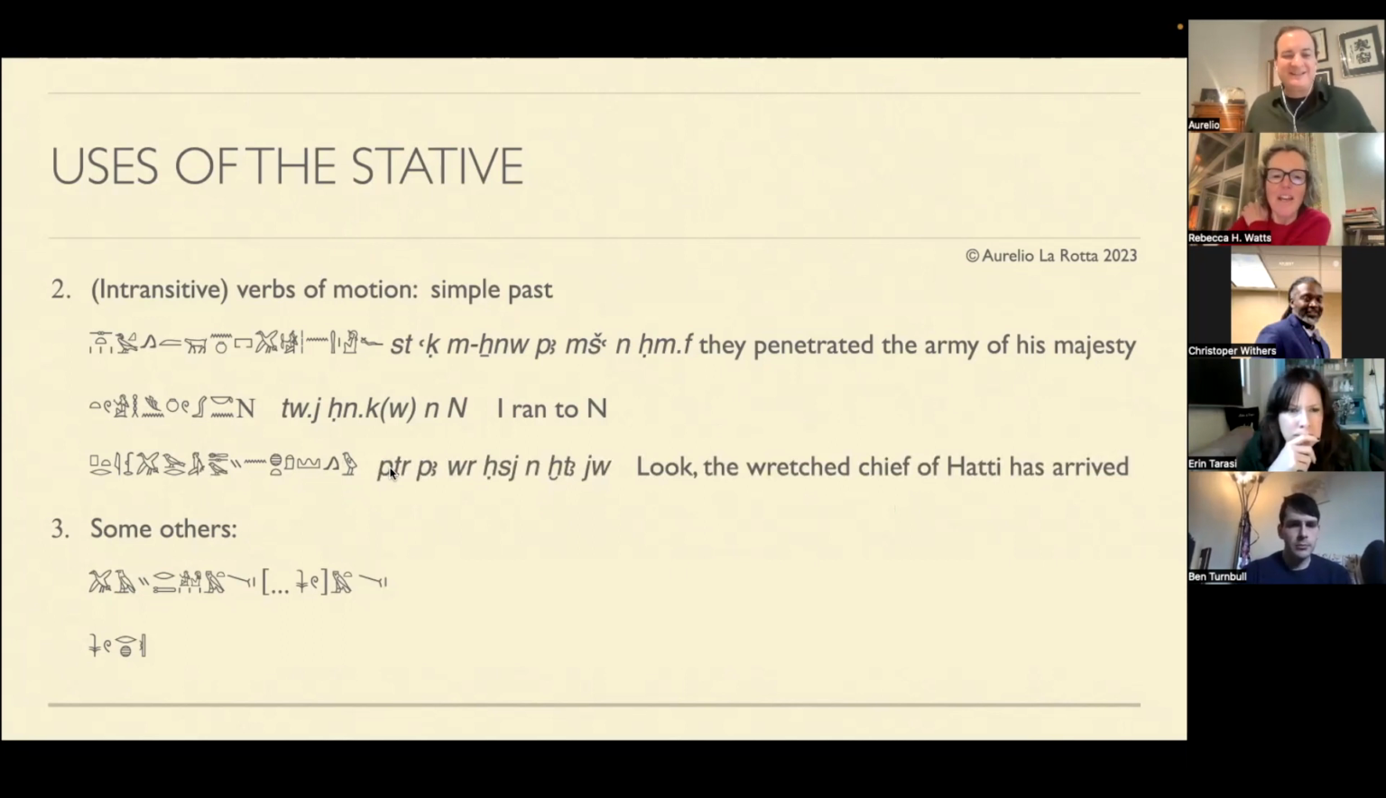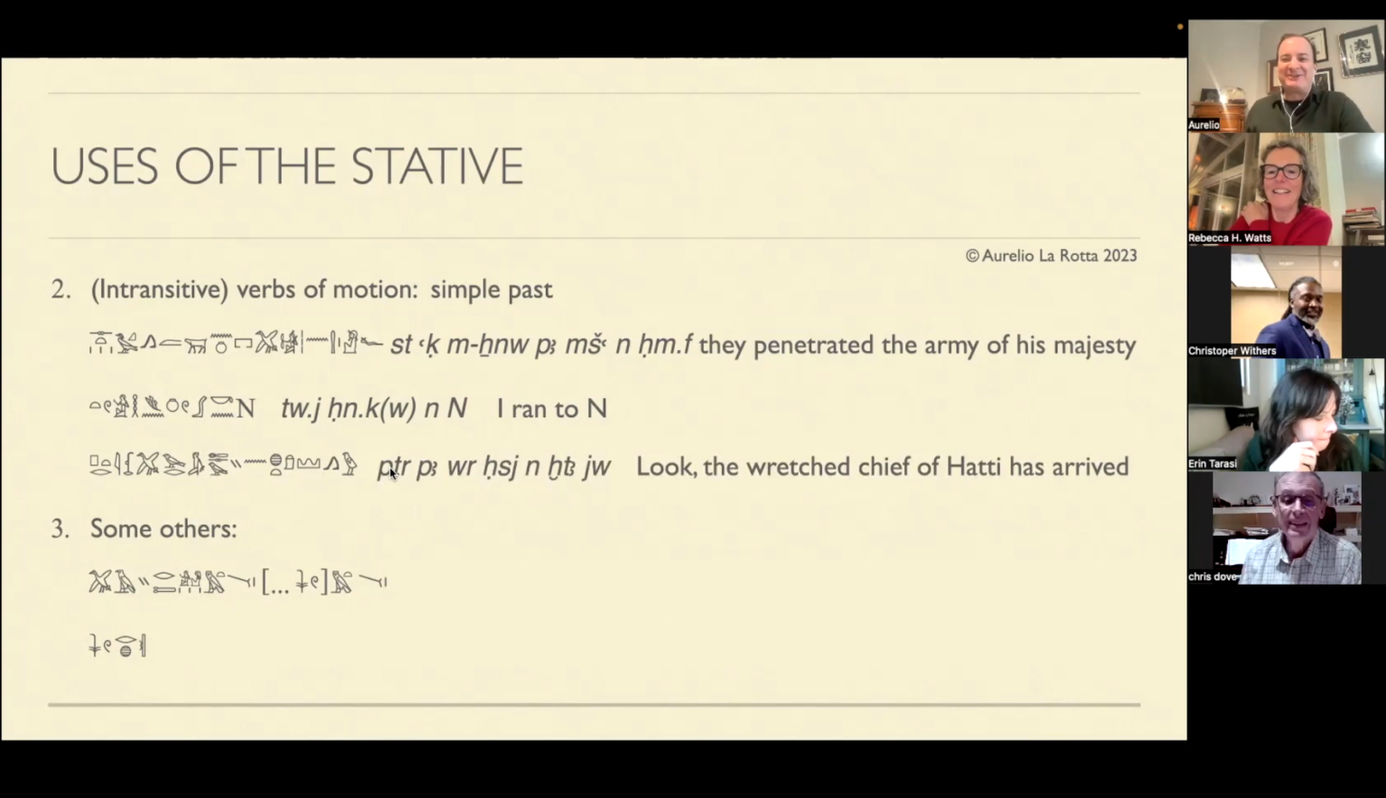It's interesting because I've studied English. To me, it's more natural to put it in an old-fashioned way and say, look, the wretched chief of Hatti is arrived. Or even Rebecca is come. Yes, exactly. Now we're going full King James. Thank you, Chris. We're showing our age here, aren't we? I'm sort of thinking in Elizabethan English.